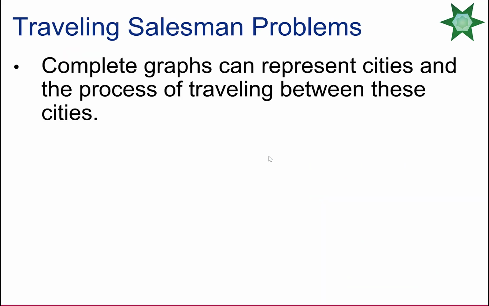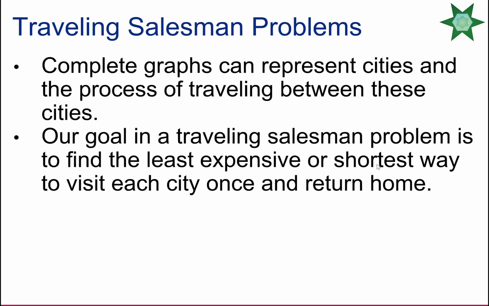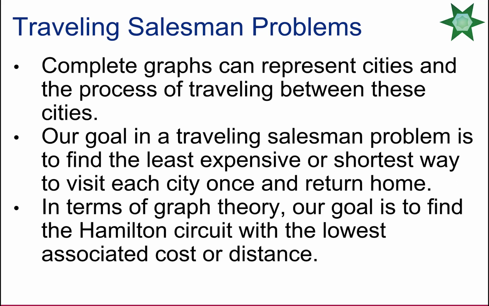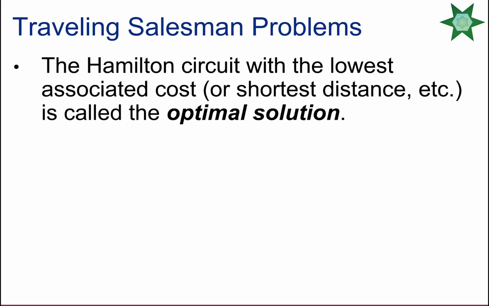In a traveling salesman problem, we have a complete graph that represents cities and the process of traveling between those cities. The goal is to find the least expensive or shortest way to visit each city once and return home. In terms of graph theory, our goal is to find the Hamilton circuit with the lowest associated cost or distance. That Hamilton circuit is called the optimal solution.